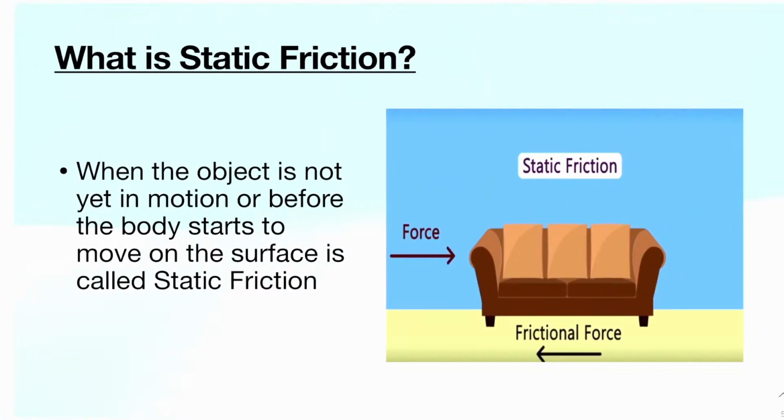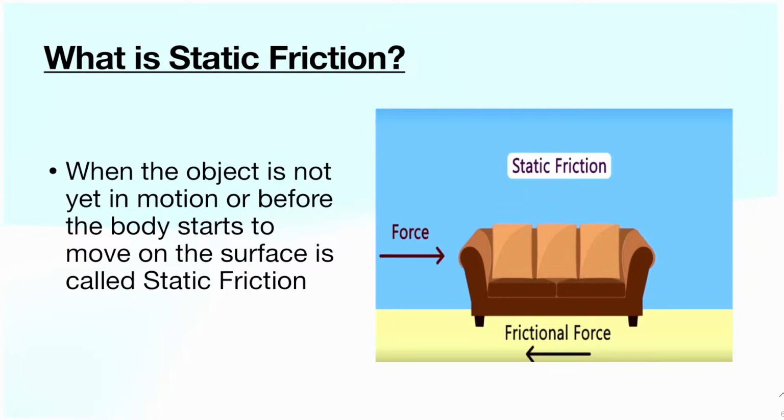Now, let's move on. So, what is static friction? There are different kinds of friction. Static friction: when the object has not yet moved but is ready to move, such a friction is called static friction. So what is static friction? When an object has not yet moved but is ready to move, or before it starts to move, it is called static friction. As you can see in this sofa, the sofa will be moved but at the moment it is not moved. So before it starts moving, this is called static friction.